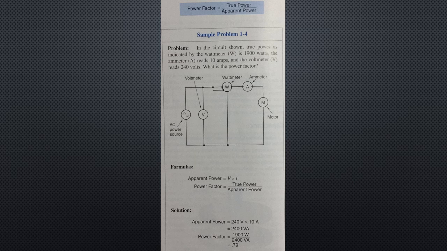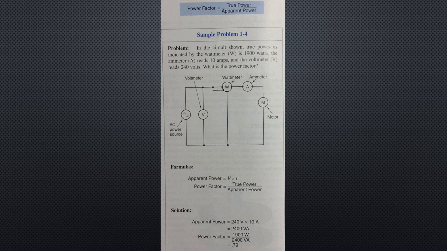As an example, problem 1-4: in the circuit shown, true power, as indicated by the wattmeter, is 1900 watts. The ammeter reads 10 amps and the voltmeter reads 240 volts. What is the power factor?